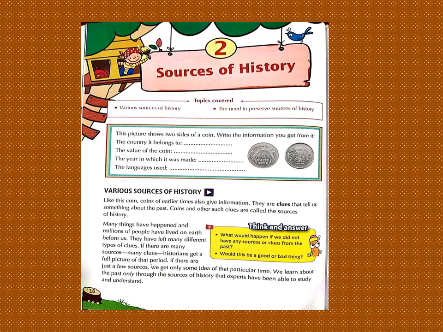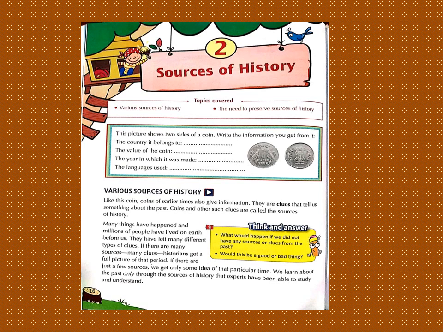Various sources of history. Like this coin that you have just seen, coins of earlier times also give information. We can get information from coins of old days. They are clues that tell us something about the past. Clues means hints. So those coins used to give us hints about the past. Coins and other such clues are called the sources of history.